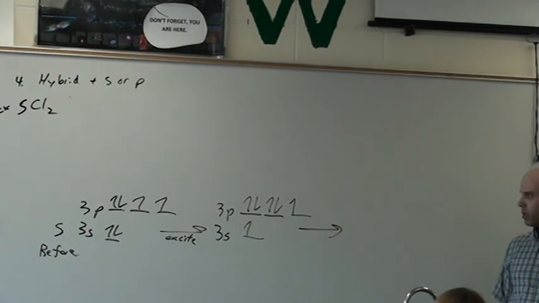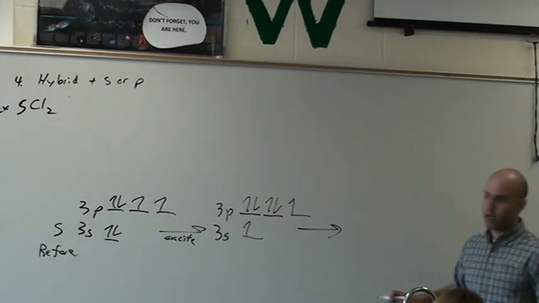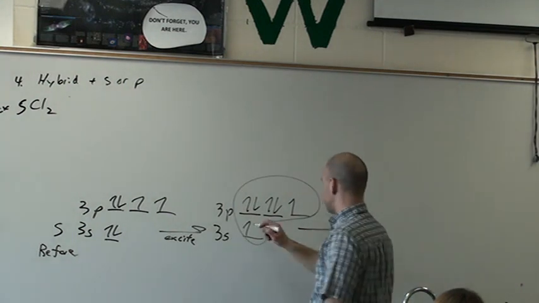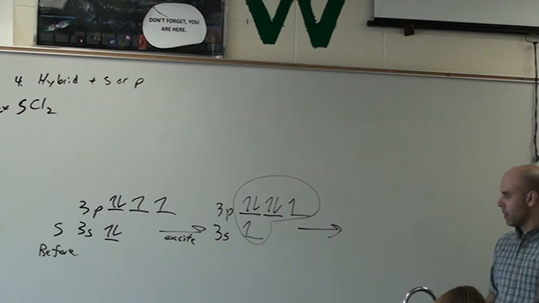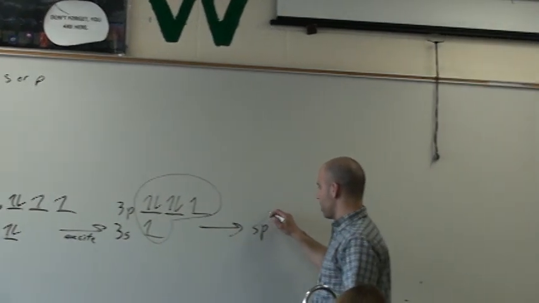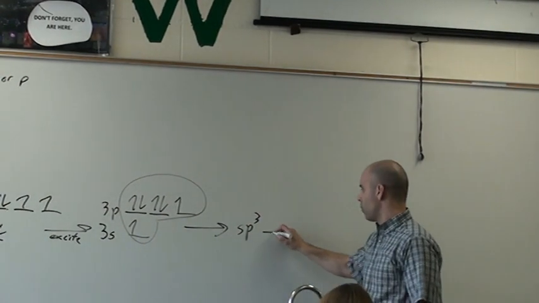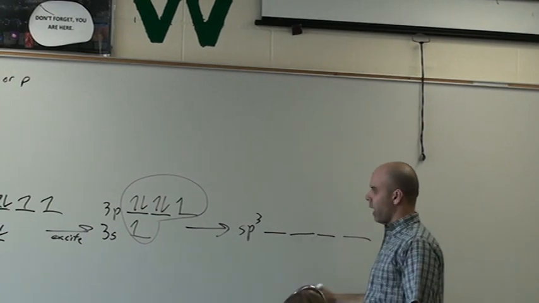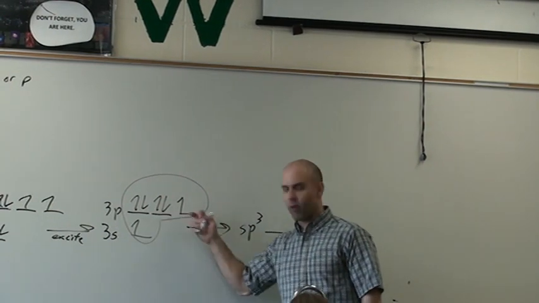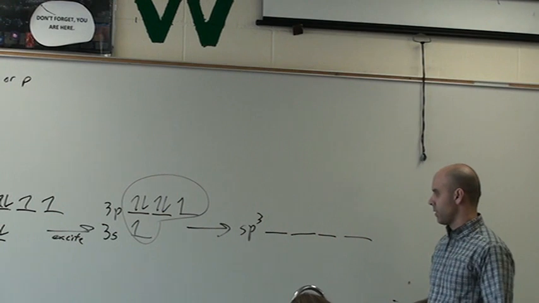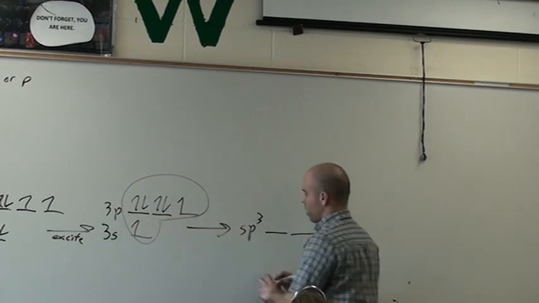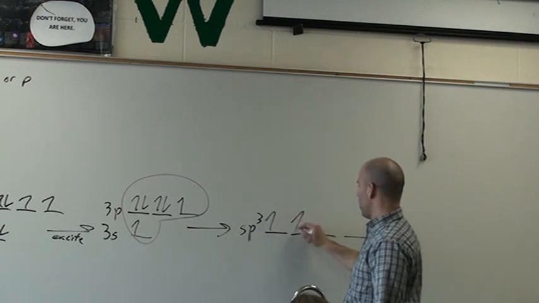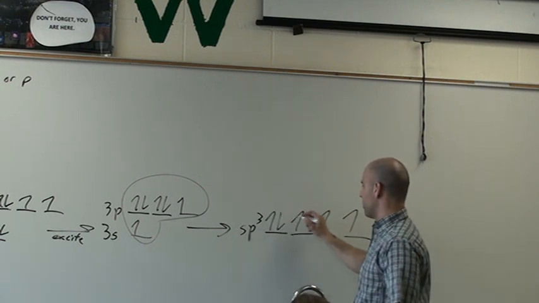When I hybridize, I circle all the orbitals that contain electrons. So I'm going to end up with sp3 hybridization. 1, 2, 3, 4 lines because I circled 1, 2, 3, 4 orbitals. I have a total of 6 electrons. I put 1 in each before I double them up.